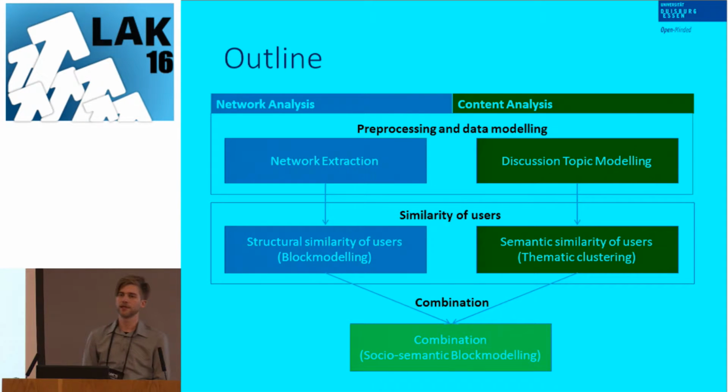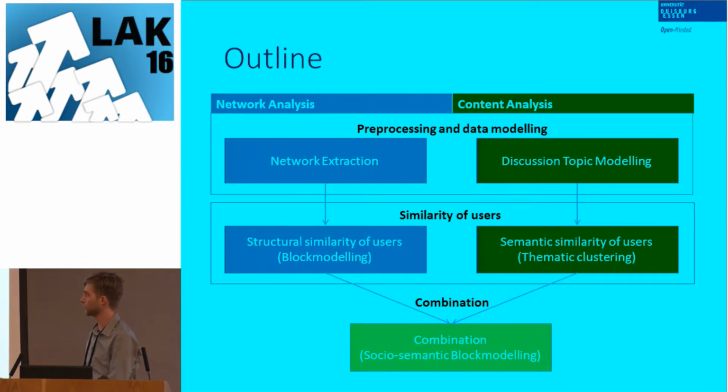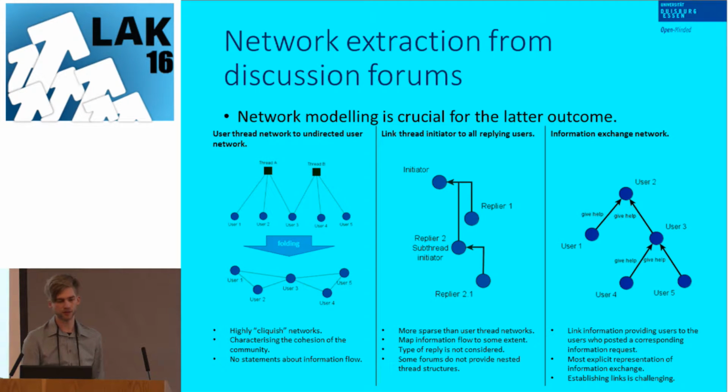So this is the basic schema of our analysis. On the one hand, we have the structural or social analysis. We're using network analysis for that, in particular, network extraction and structural similarity of users, also known as block modeling. On the content side, we model the discussion topics for each discussion thread and derive semantic similarities between users based on that. In the end, we will combine both. So let's start with network extraction.